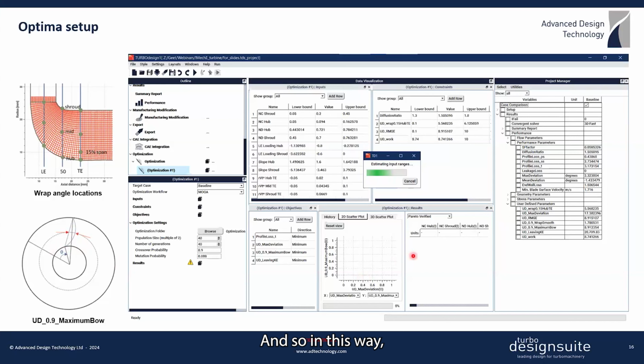And so in this way, using these different wrap angle related UDPs, we ensure that the blade integrity is not compromised in the process of improving its aerodynamic performance.